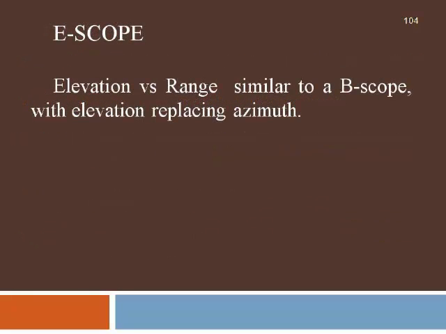E scope is the elevation versus range display, similar to the B scope with elevation replacing the azimuth. Any queries please?